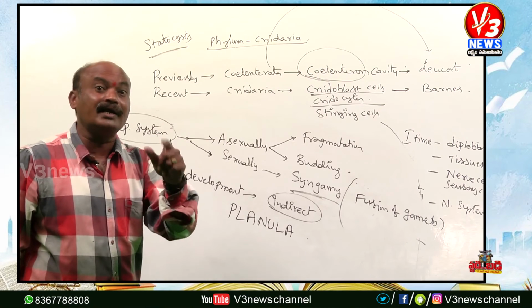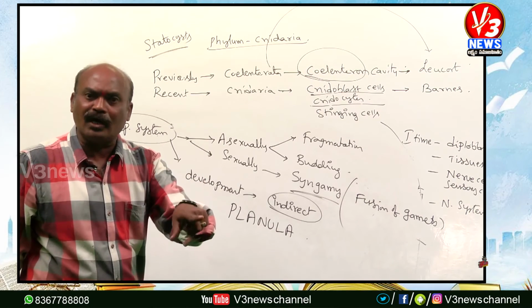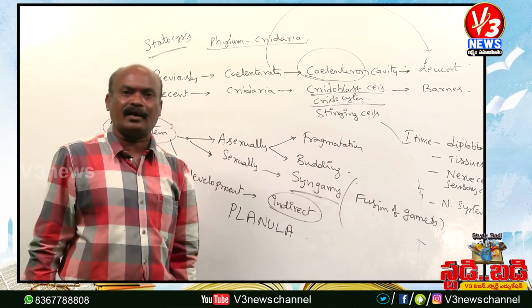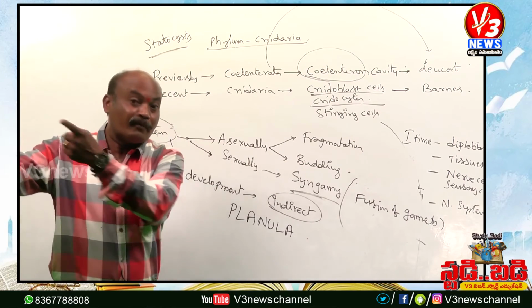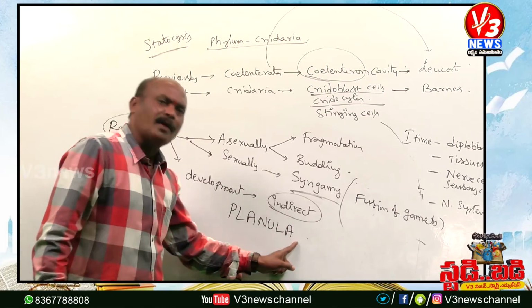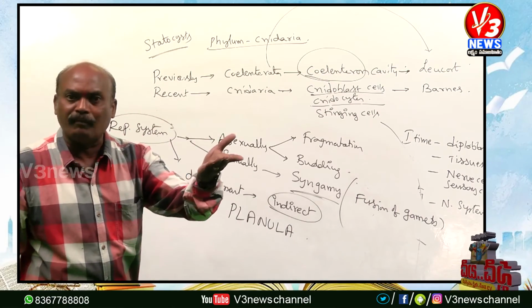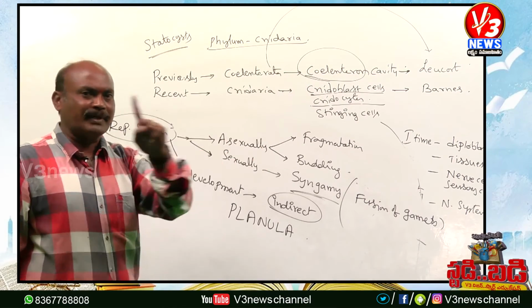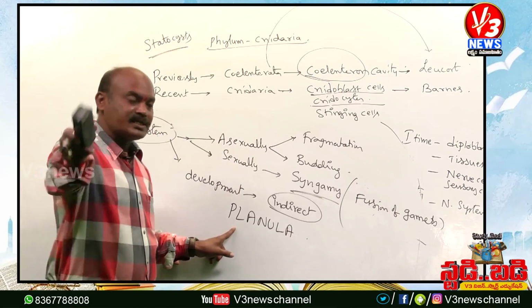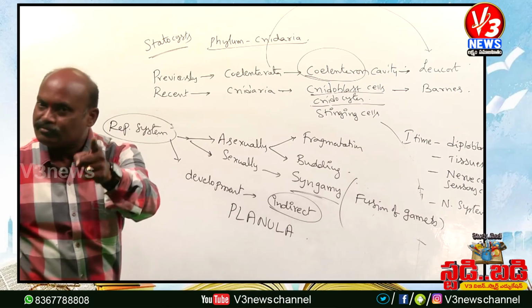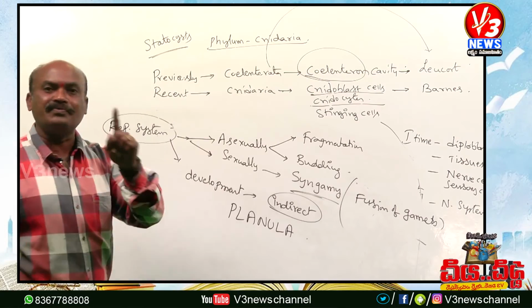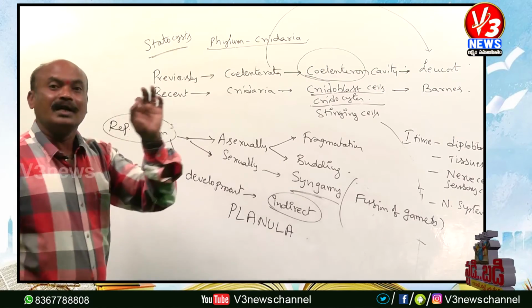Common ciliated larval form. Why? Because there are 2 or 3 other larval forms also, but they are specific to one class, like Scyphistoma and Ephyra. There are other larval forms, but the common ciliated larval form is the planula. These are the characteristic features of the phylum Cnidaria.